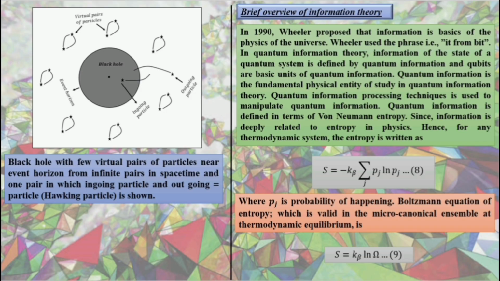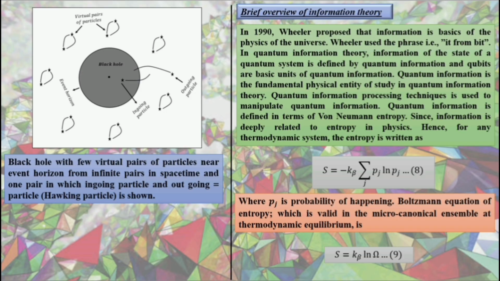Let us see a brief introduction to information theory. In 1990, Wheeler proposed that information is the basis of the physics of the universe. Wheeler used the phrase 'it from bit', which means the whole universe comes from these bits. In quantum information theory, information of the state of a quantum system is defined by quantum information, and qubits are the basic units of quantum information. Quantum information is the fundamental physical entity of study in quantum information theory. Quantum information processing techniques are used to manipulate quantum information. It is defined in terms of von Neumann entropy, which I will explain soon.